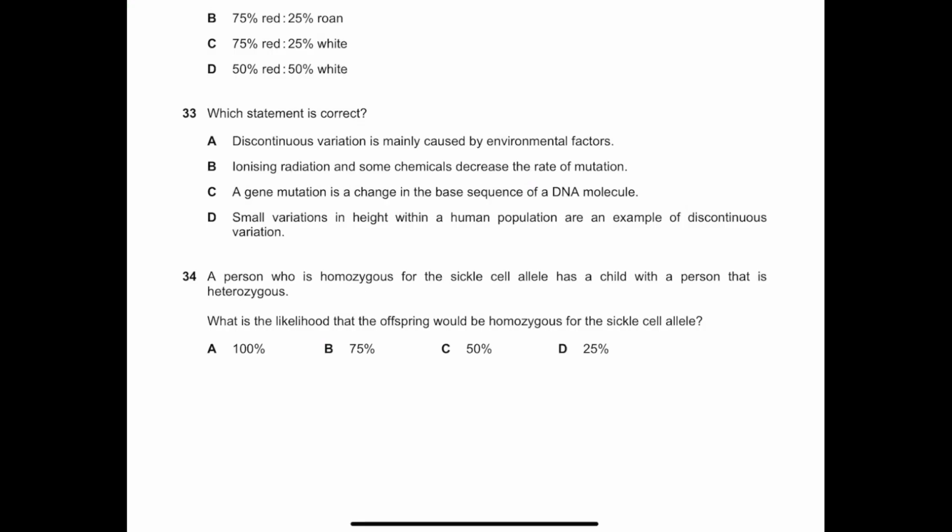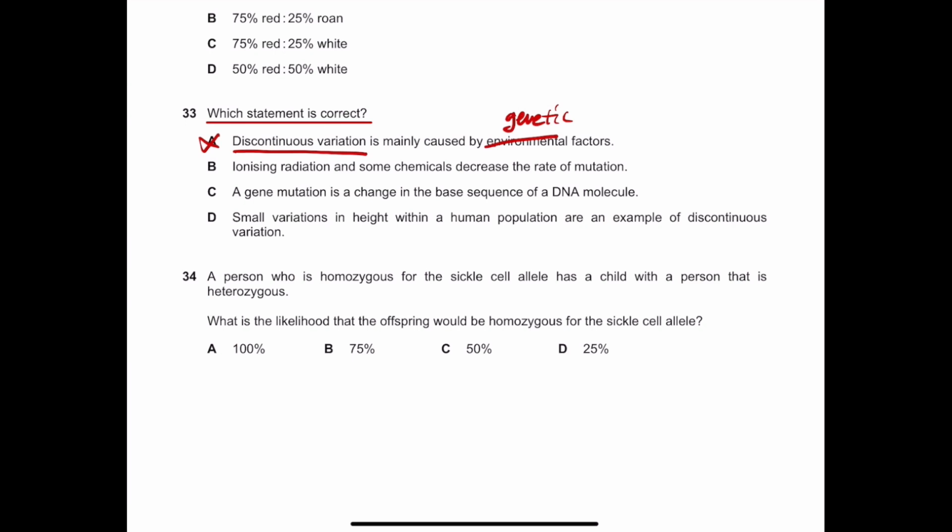Number 33. Which statement is correct? Let's have a look at option A. Discontinuous variation is mainly caused by environmental factors. Nope. So discontinuous variations are actually caused by genetic factors.